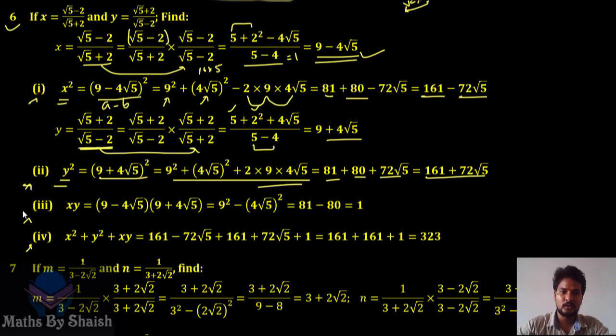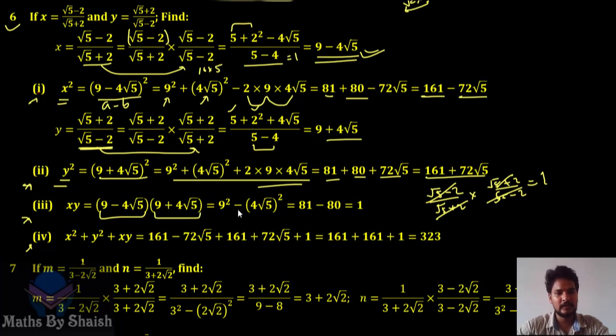And now it would be easier to solve the third part, because once we have x and y in this simplified form, we can see it is going to be 1. Otherwise also, if we want to use the xy value directly, then x is root 5 minus 2 upon root 5 plus 2 multiplied by the reciprocal of it. So we know that this whole thing gets cancelled and we got 1. And from here also we can see 9 minus 4 root 5 times 9 plus 4 root 5 is a square minus b square, 9 square is 81 and 4 root 5 square is 80. 81 minus 80 is 1.